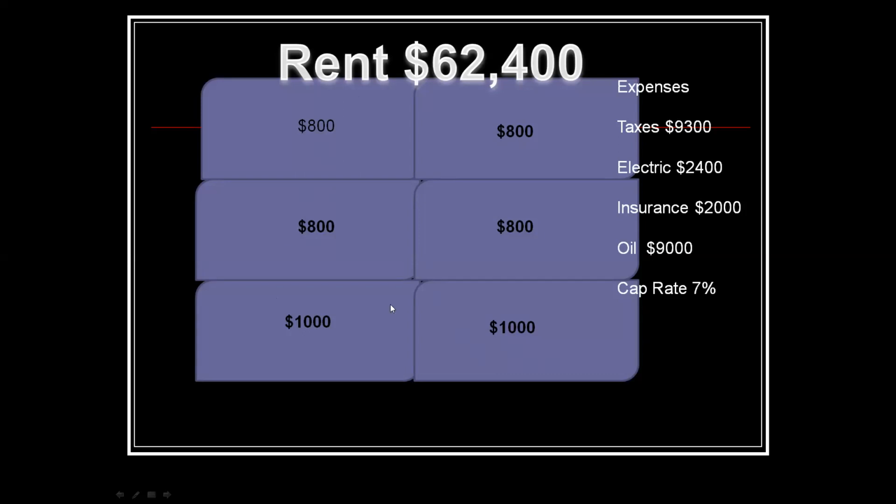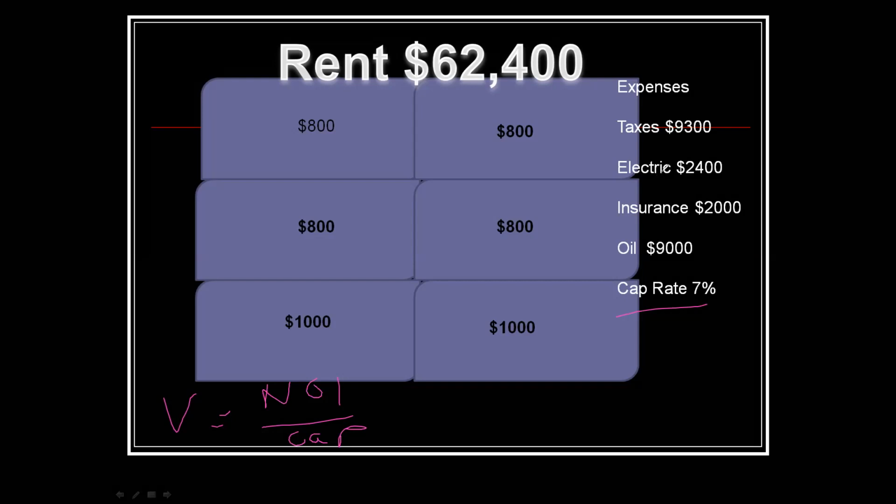So we know that the value by income is equal to NOI divided by the cap rate. And we're going to assume a cap rate of 7%. We know the taxes were $9,300. We know the electric was $2,400. We know the insurance was $2,000. And this building was not a good building to use the gross rent multiplier on, because it had one gigantic oil boiler in the basement that fired all of these buildings, and it was $9,000 a year for oil.